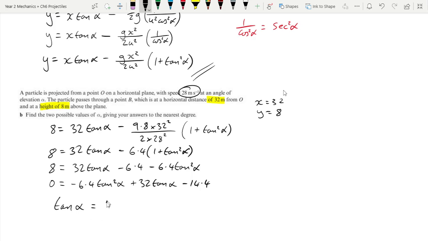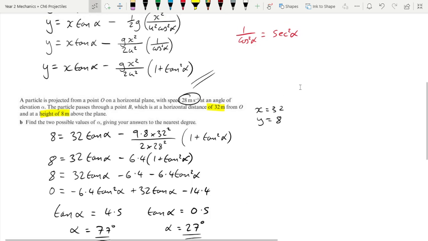To get tan alpha equals either 4.5 or tan alpha equals 0.5. And then I can do inverse tan of those two to get either 77 degrees or 27 degrees to the nearest degree. Okay, so it's a little bit approximate, but those would be my two options. So there's two different angles I could fire this at to make it go through that point, 32, 8. Okay, that's what this kind of answer means.